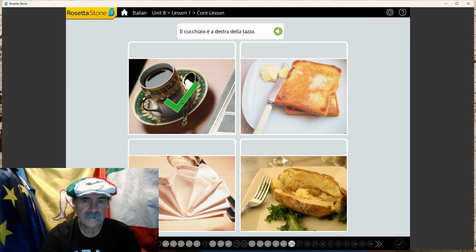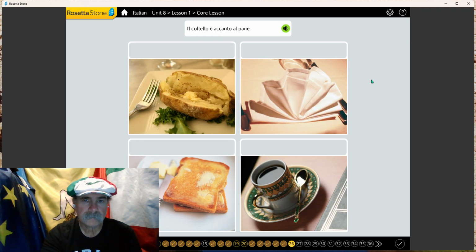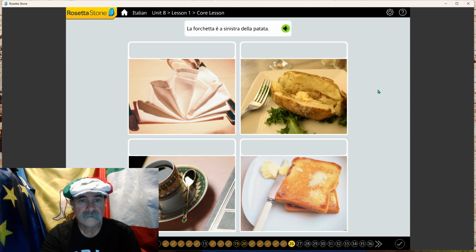Il cucchiaio. Il coltello è accanto al pane, is next to the bread. Coltello, I guess that's a knife. La forchetta è a sinistra della patata. Forchetta. La forchetta. And I've already forgotten knife and spoon.